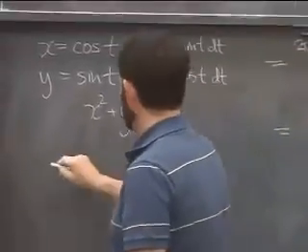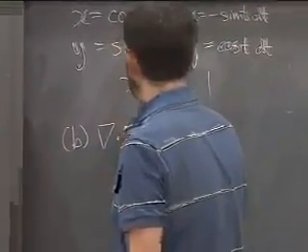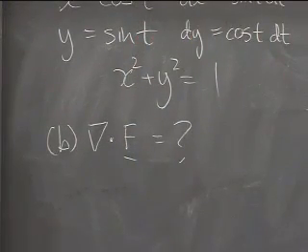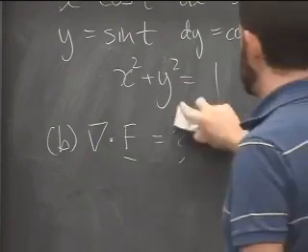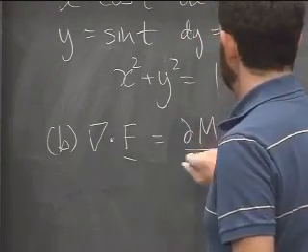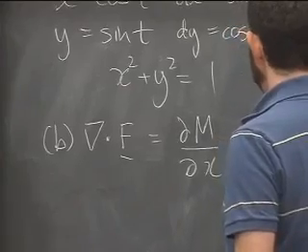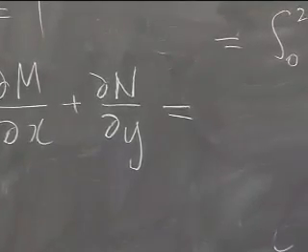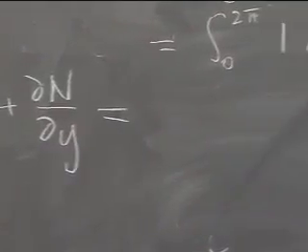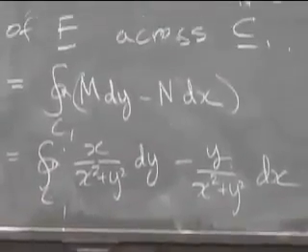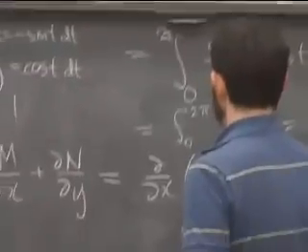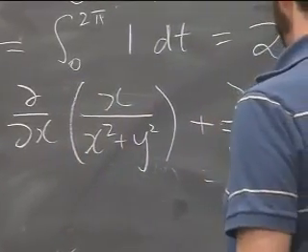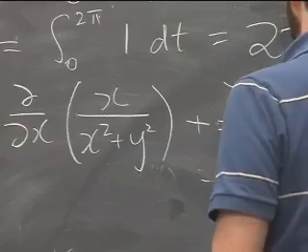Part B said this. What is the divergence of f? Compute that. Well, according to this, it's dM/dx plus dN/dy. That's the formula. M is this thing up the top of the board, x over x squared plus y squared. What a pain. Well, we have to work it out. We have to differentiate x over x squared plus y squared.